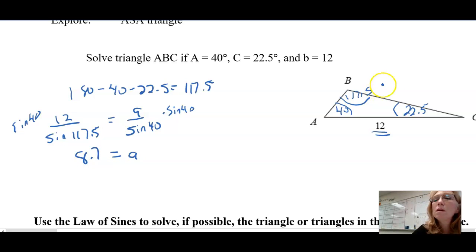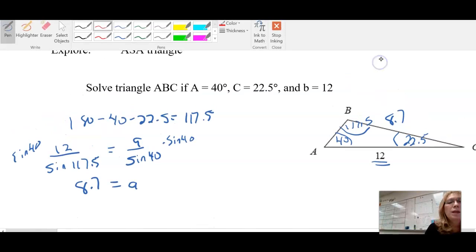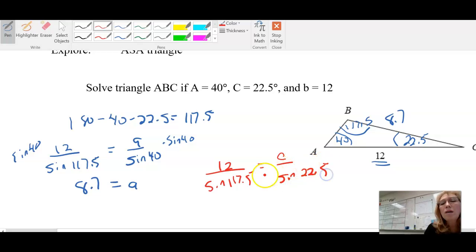We are rounding. All right, which makes sense. A should be less than 12 because its angle is smaller. So C should be even smaller. Again, we're going to use the same one we're given. So we start with 12 over the sine of 117.5 equals C over the sine of 22.5, multiplied by sine of 22.5. And you should have gotten 5.2. I suppose I could write that in there for you.